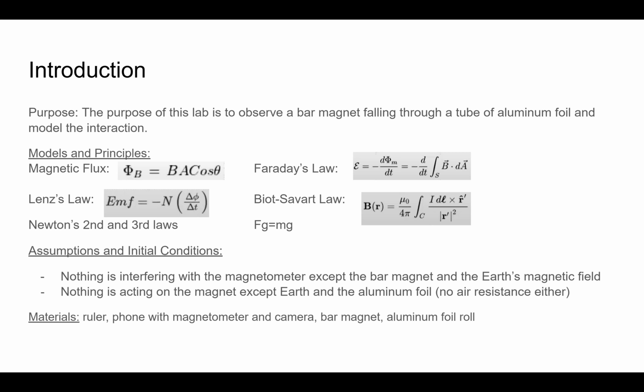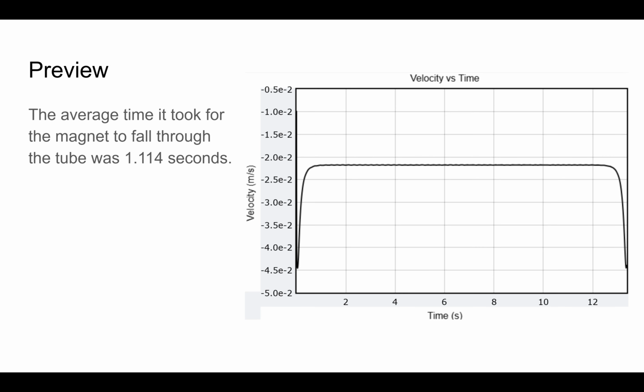Assumptions and initial conditions include nothing is interfering with the magnetometer on my phone except the bar magnet and Earth's magnetic field, and nothing is acting on the magnet except Earth and the aluminum foil, so there's no air resistance either. Materials include a ruler, my phone with the magnetometer and a camera, a bar magnet, and a roll of aluminum foil. So this is a preview of the results.